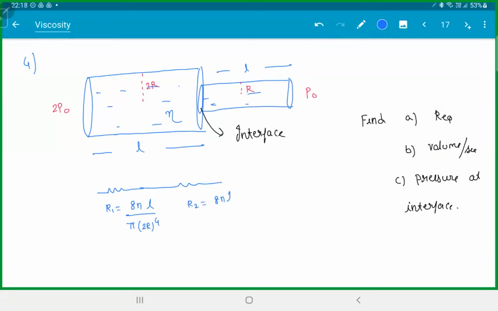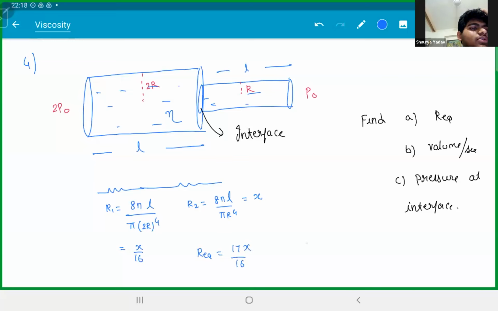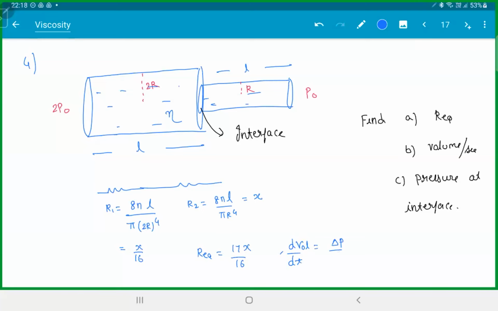R2 is 8 eta L by pi r power 4. For simplicity, let's call this thing X. Then this will be X by 16. So what is R equivalent? 17X by 16. What is volume flow? Volume flow is nothing but pressure difference by R equivalent. That will be P naught by 17X by 16.